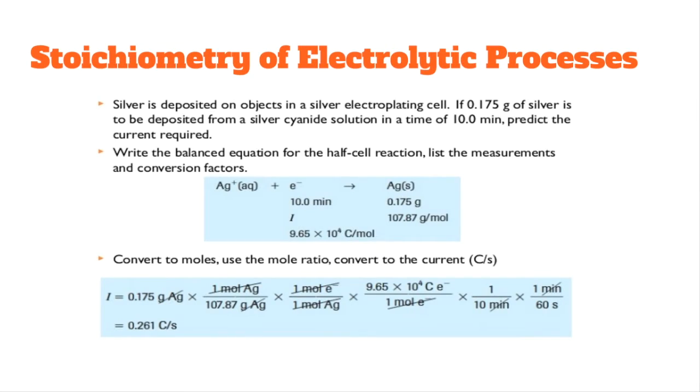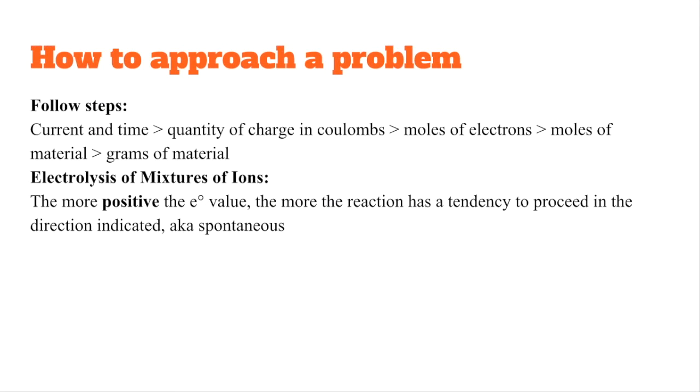So, the stoichiometry of electrolytic processes. Silver is deposited on objects in a silver electroplating cell. If 0.175 grams of silver is to be deposited from a silver cyanide solution in a time of 10 minutes, predict the current required. Write the balanced equation for the half-cell reaction by first listing out the measurements and the conversion factors. Then you convert to moles using the mole ratio, and then you would convert to the current. So first follow these steps.